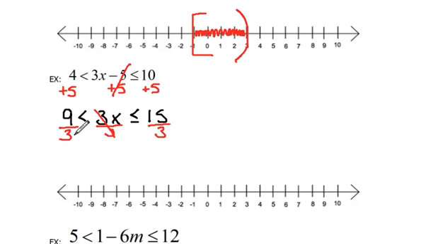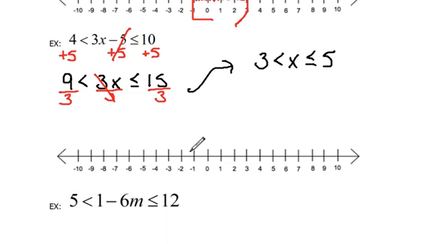So now, on the left, we have 9 divided by 3, which is 3, less than. In the center, we have an x, less than or equal to 15 divided by 3 would be 5. So we're going to graph this solution. This literally says all of the x's in the middle of 3 and 5, in between 3 and 5. So I'm going to graph that. That would be everything in between the 3 and the 5.